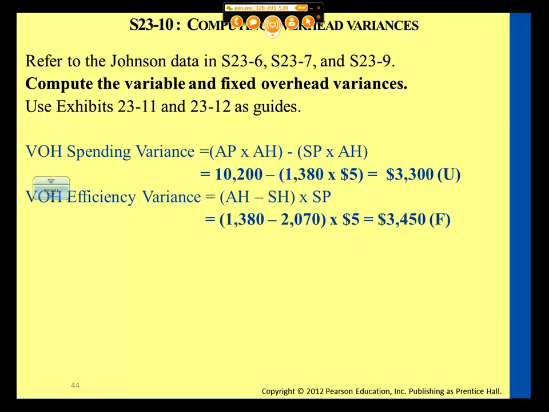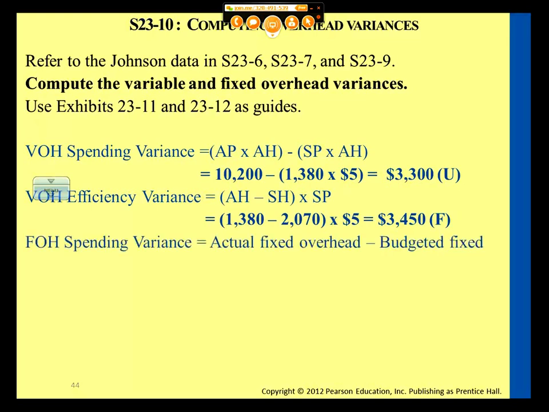So when you see a problem like that, that's all I'm looking for, right? You want to identify it also as favorable or unfavorable. In our efficiency variance, we're saying it's favorable because the actual was lower than the standard, which means we were more efficient, right? We did better.